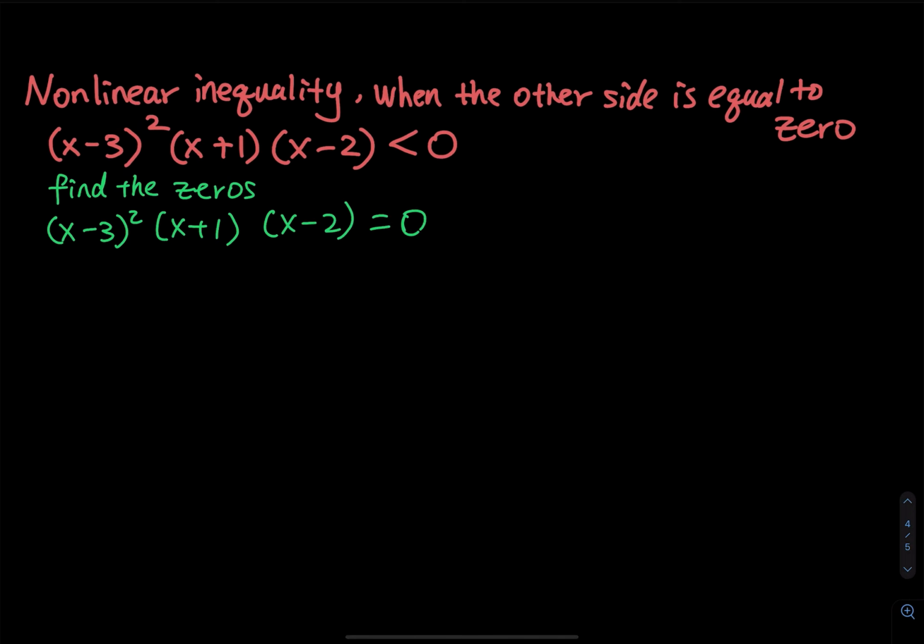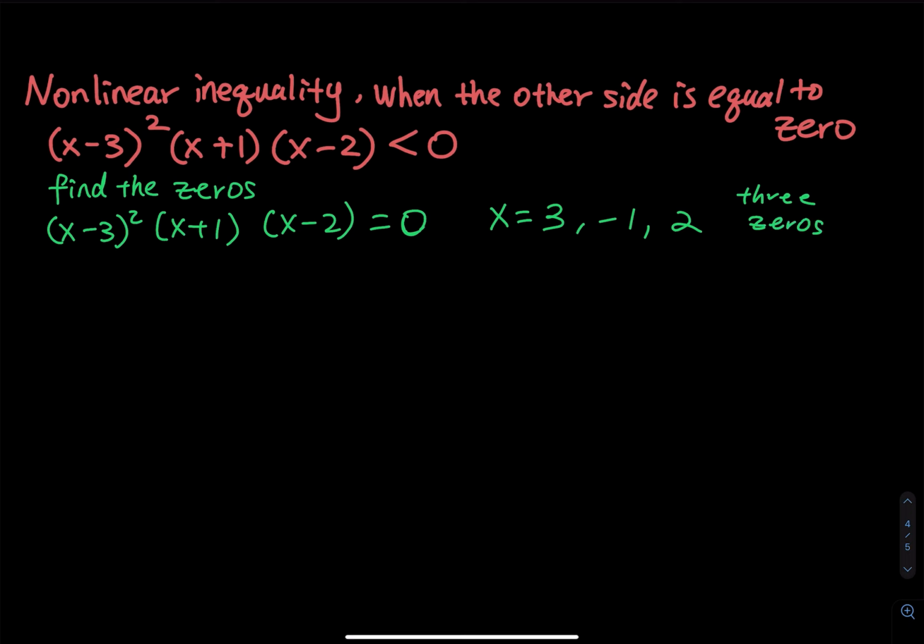So what does x equal? You have minus 3, plus 1, and minus 2. So obviously, you have x equals positive 3. I know there is a square, but positive 3 will be a repeated zero. Positive 3, negative 1, right? And then positive 2. So you have 3 zeros.